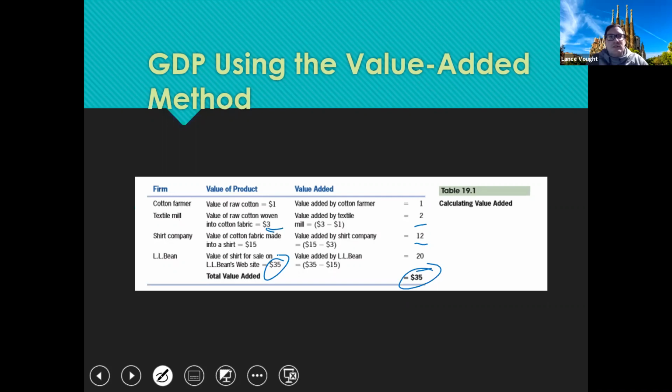So that's the difference. If you sell it, then you know what the distinct value added is. If you don't sell it, then you just add up the value added up until that final point, which is basically just the sum of the cost of production. So that's the value added method to show you why intermediate goods don't count in GDP, because you don't want to double count and overinflate the value.